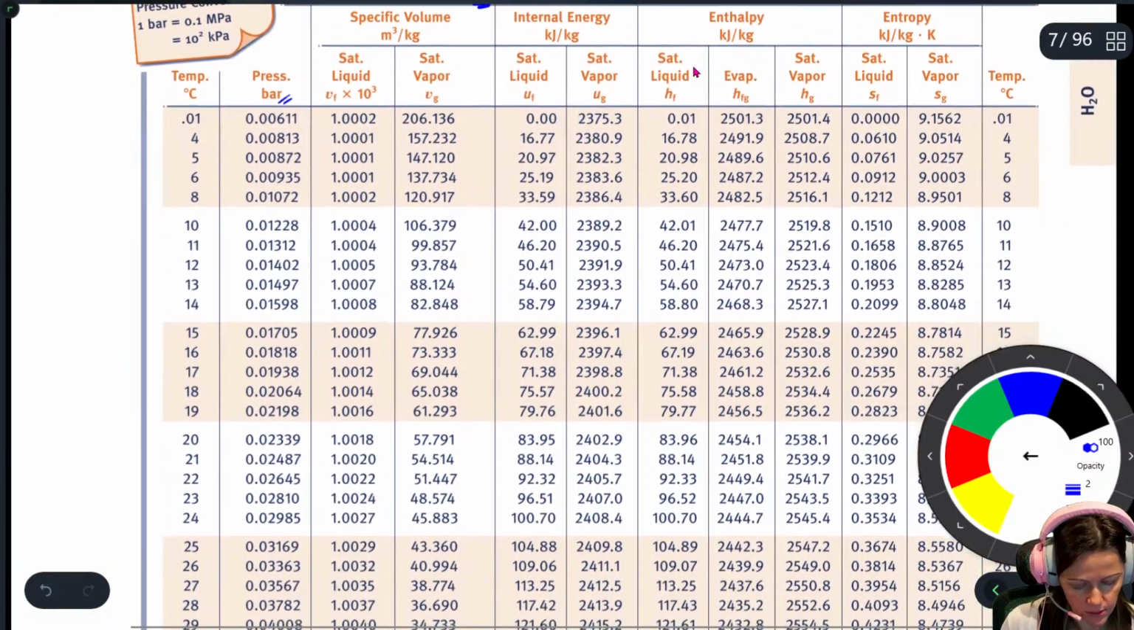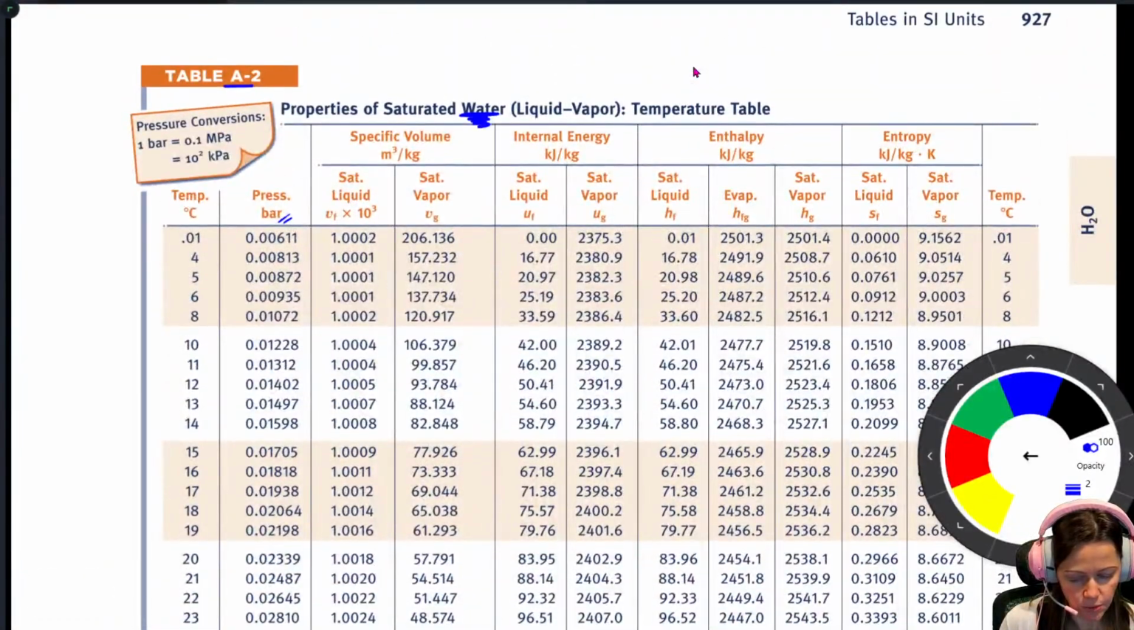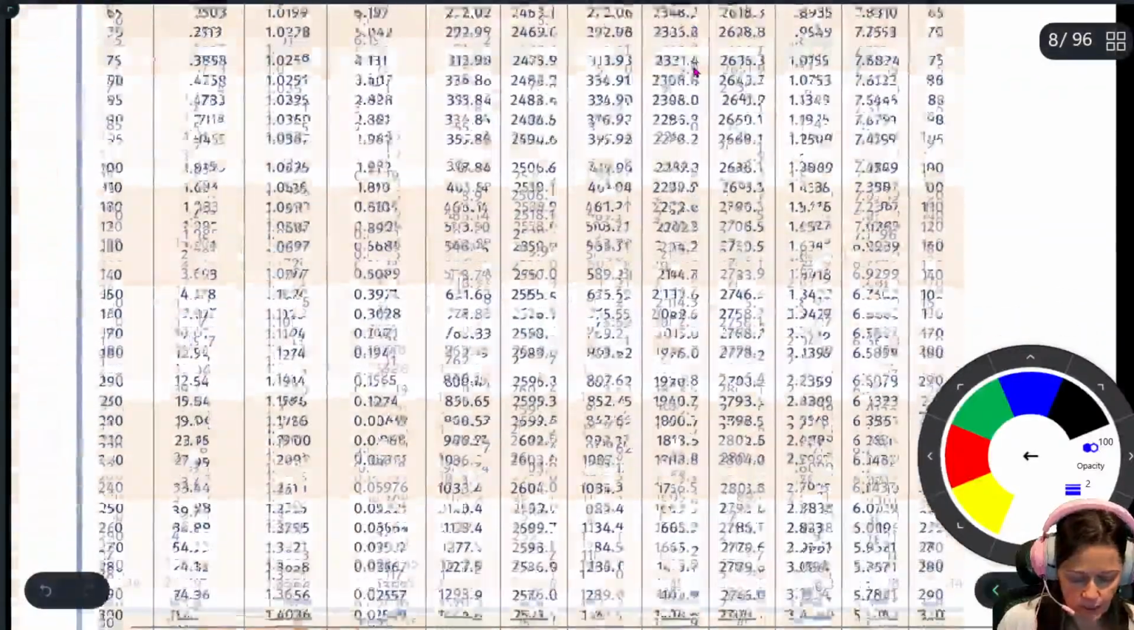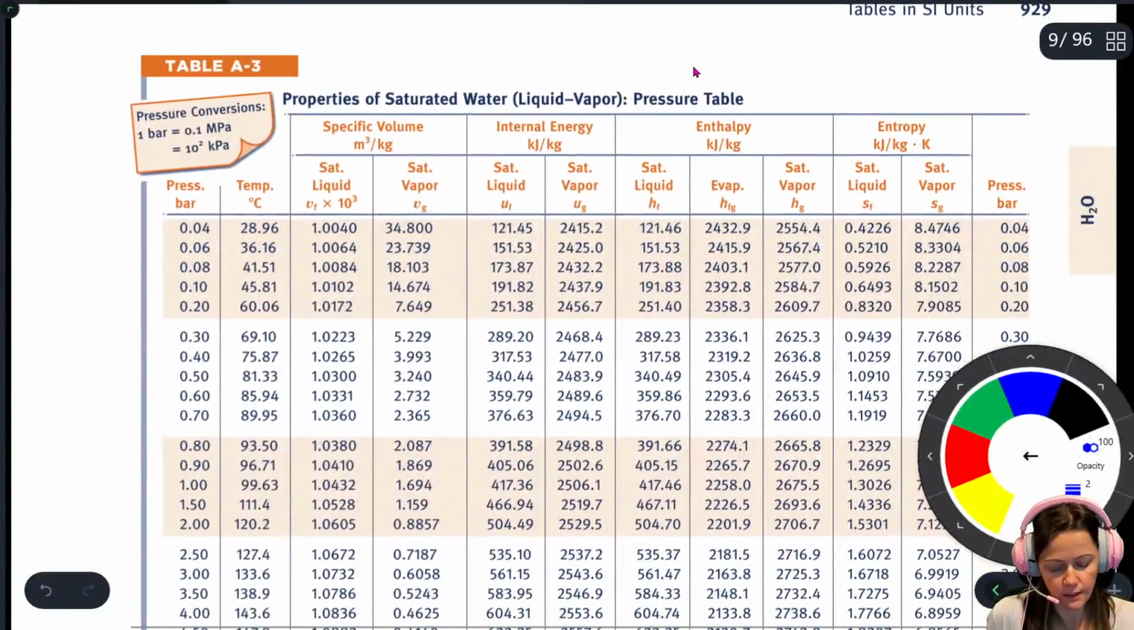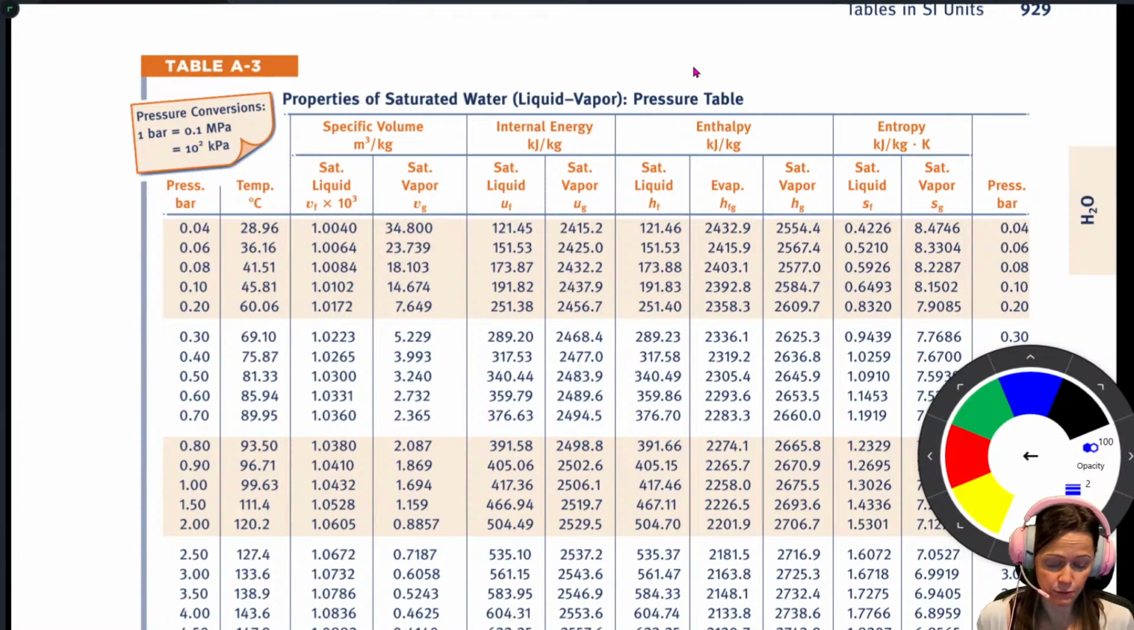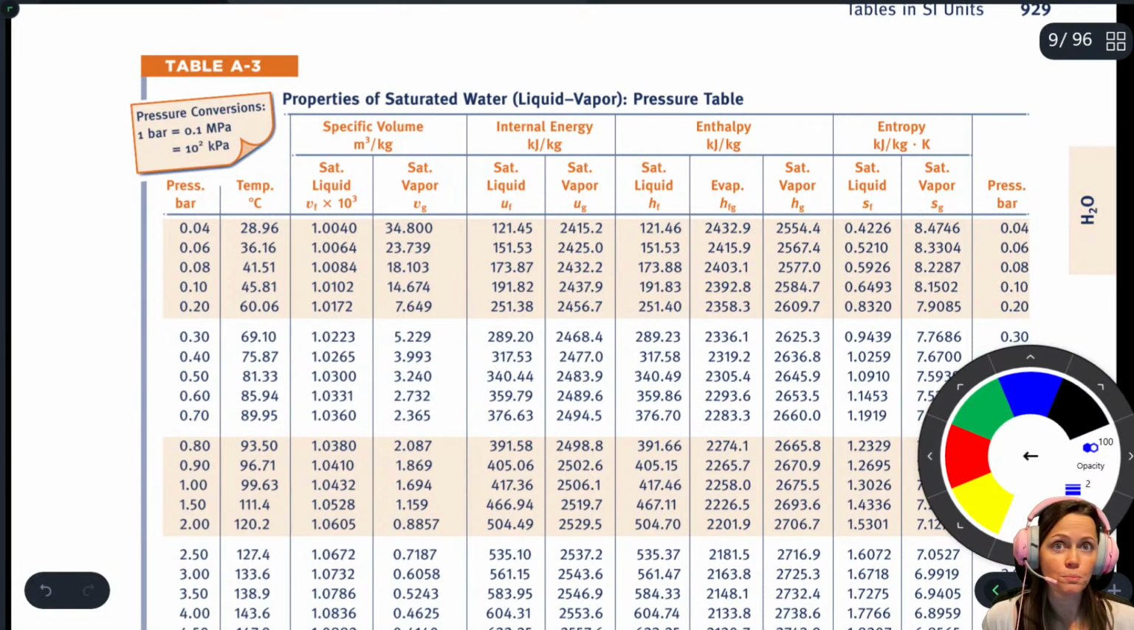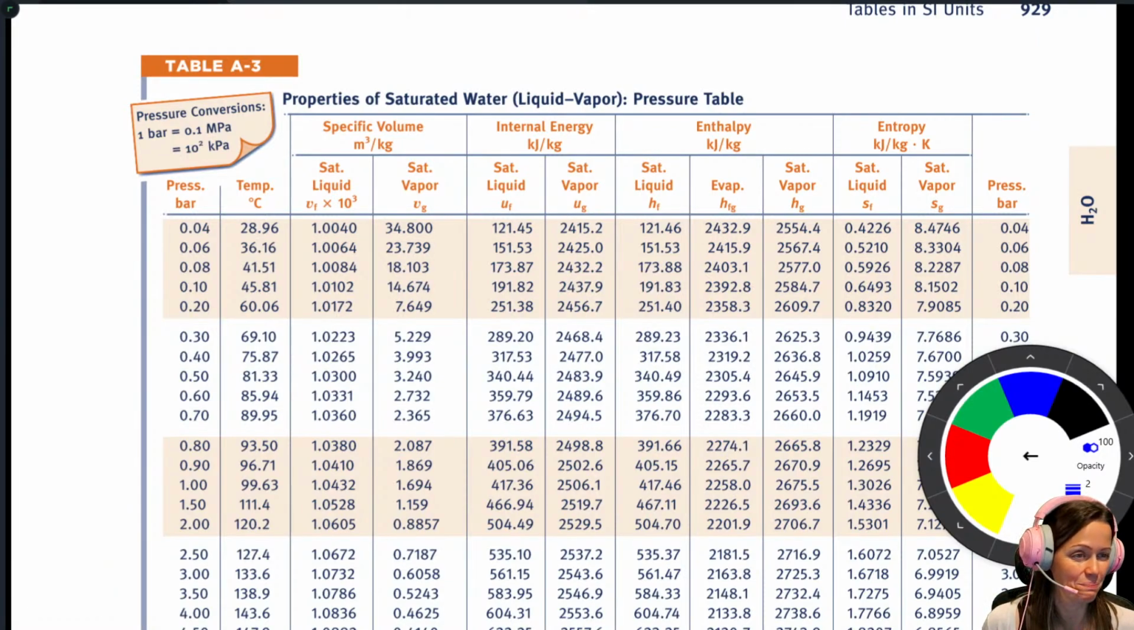Okay, so that's A2. And then if I look at table A3, like I said, it's the exact same information. It's just organized in discrete intervals for pressure as opposed to temperature. So exact same information. Oh, I'm sorry. If you have a question, please interrupt me, because it doesn't ding for me.